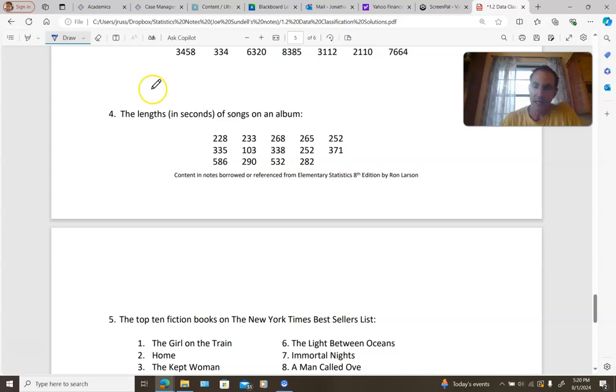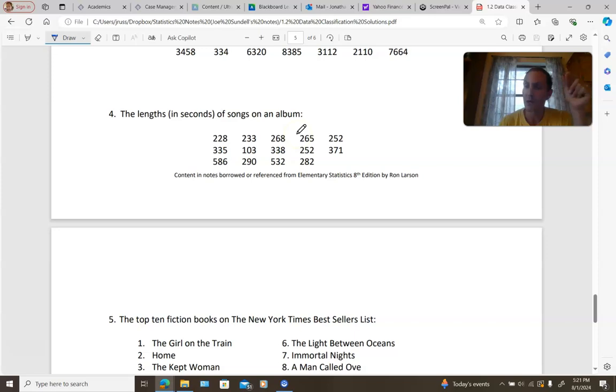Number 4 here, the length in seconds of songs on an album. Well, think about this. This is quantitative data, first of all. It is definitely interval, because we can subtract these. We can say, oh, okay, well, one song is 282 seconds long, another song is 252 seconds long. That's a difference of 30 seconds. So that makes sense. We can say that this song is 30 seconds longer than this other song. So it's definitely at the interval level.